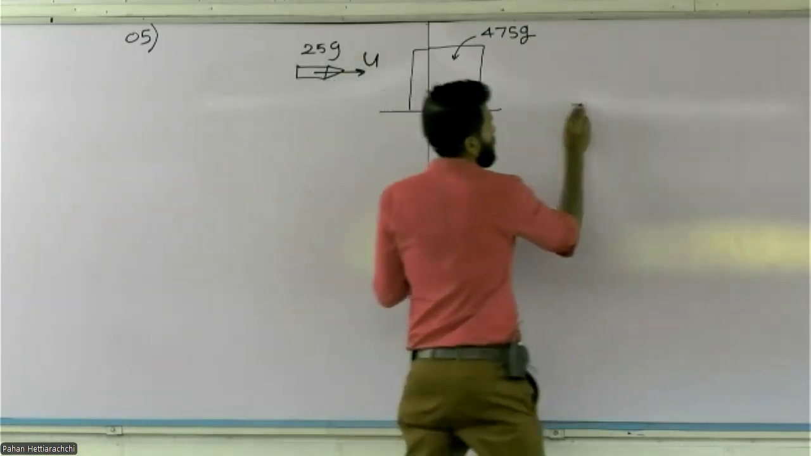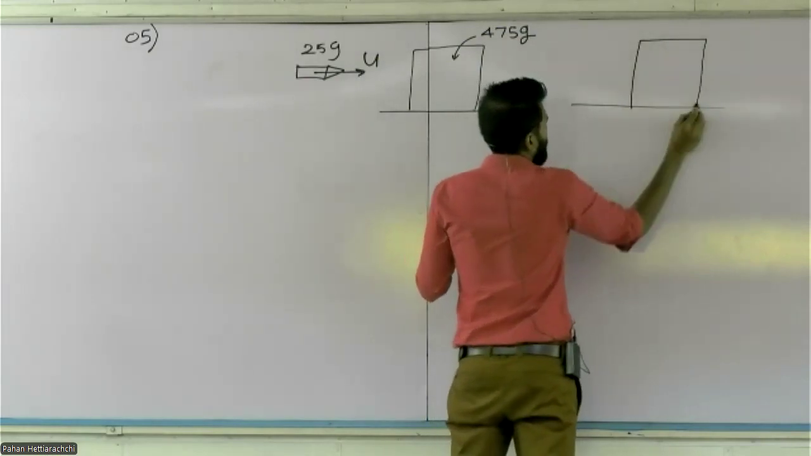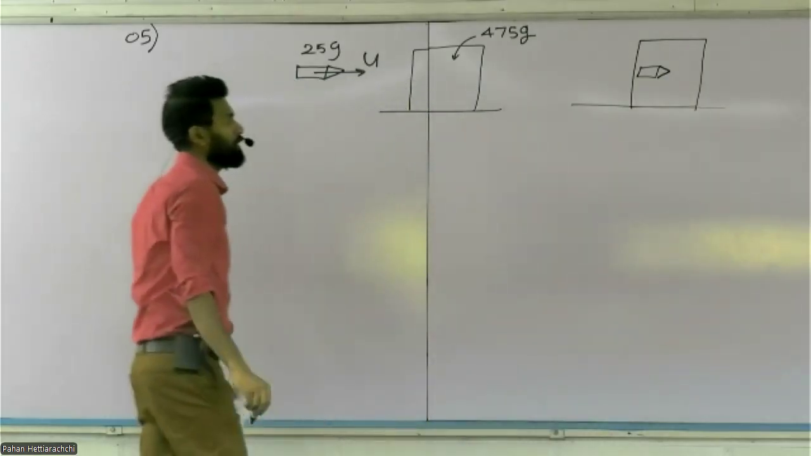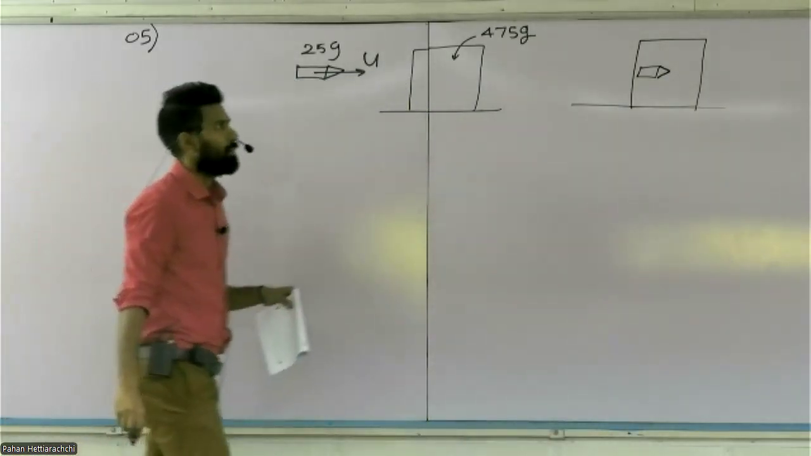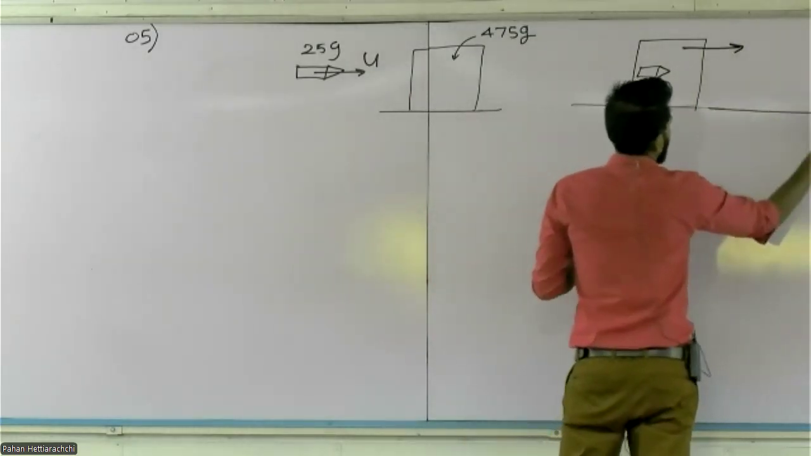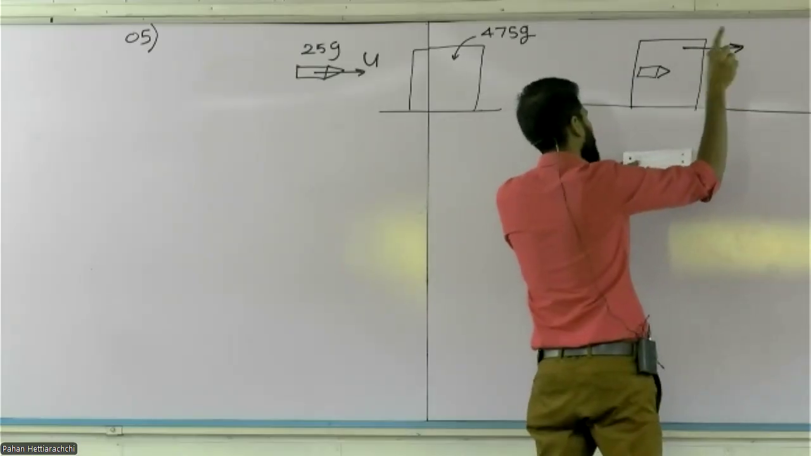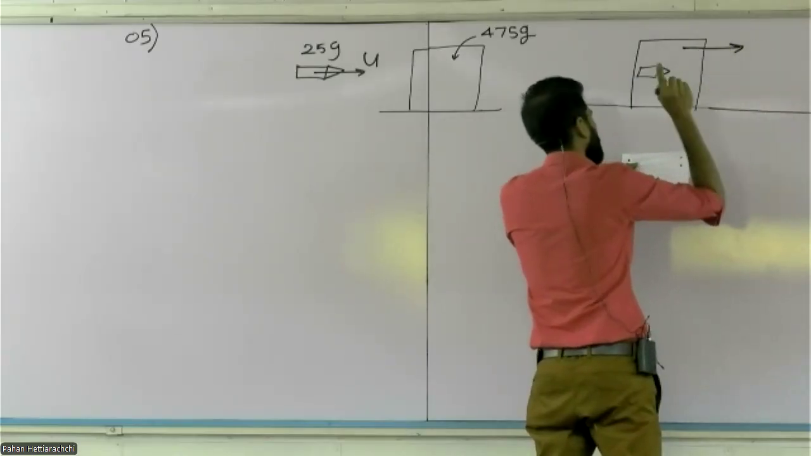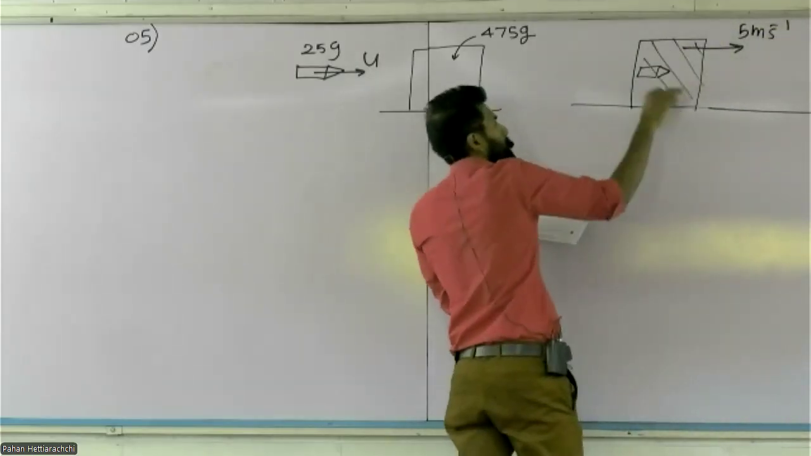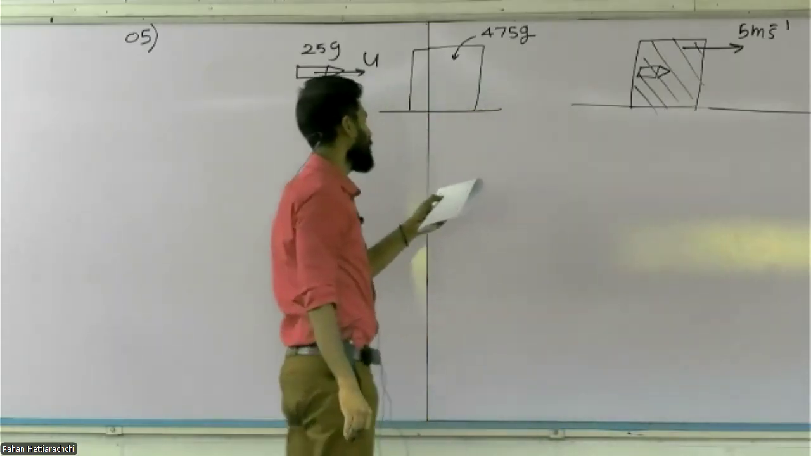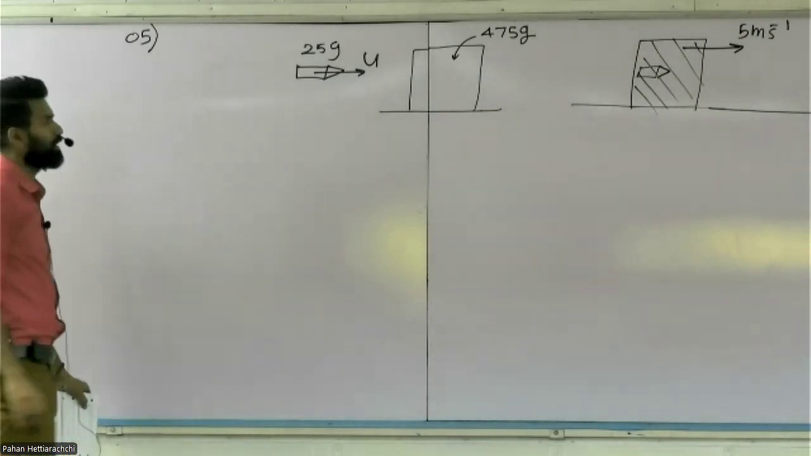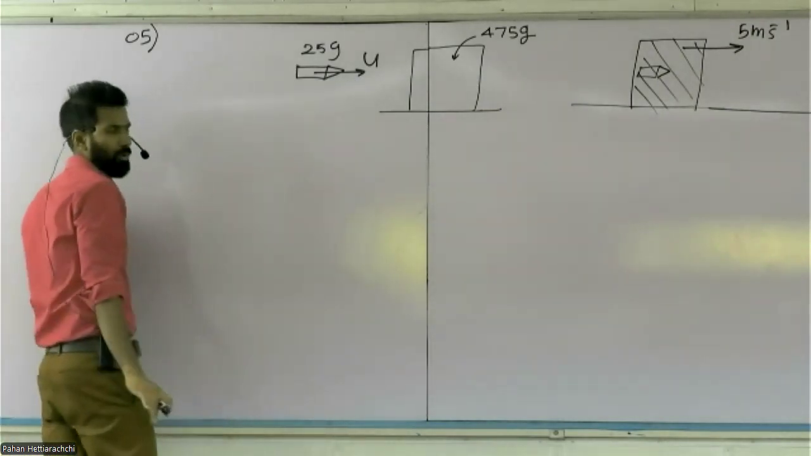And what will happen? The bullet will penetrate the wooden block and it will stop inside. Due to the engagement of the bullet, the system, the bullet and the wooden block, will move forward with a common velocity of 5 meters per second. If this is the case, you are asked to find the initial velocity of the bullet.